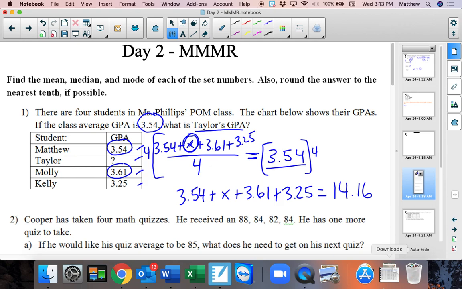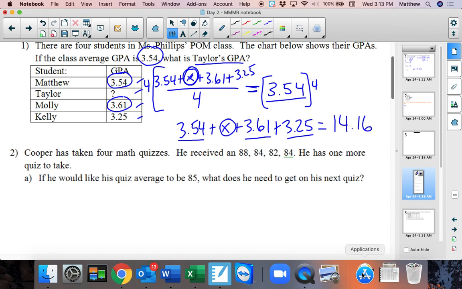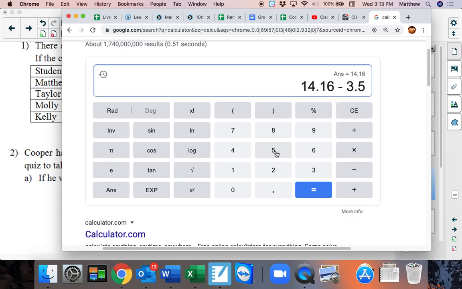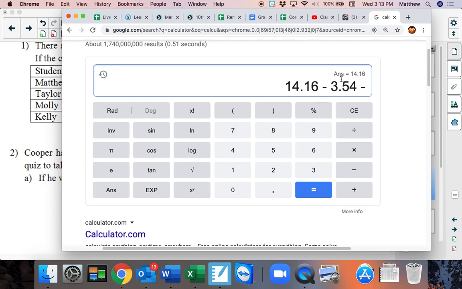But then I need to get X by itself, so I'm going to need to subtract the 3.54 here, the 3.61 here, the 3.25 there. And so when I do that, let's take this 14.16 minus, we've got 3.54 minus this term, 3.61, and then minus the 3.25.